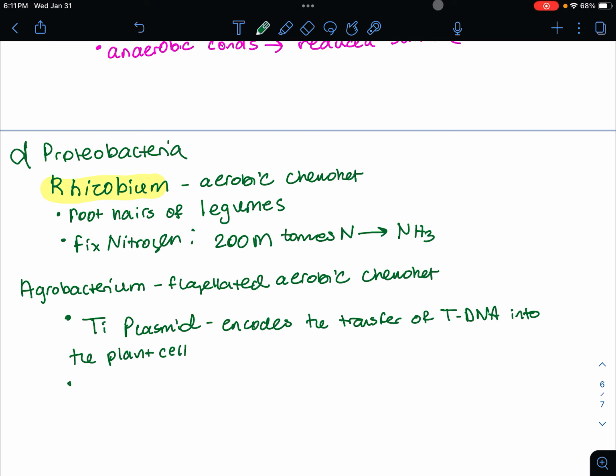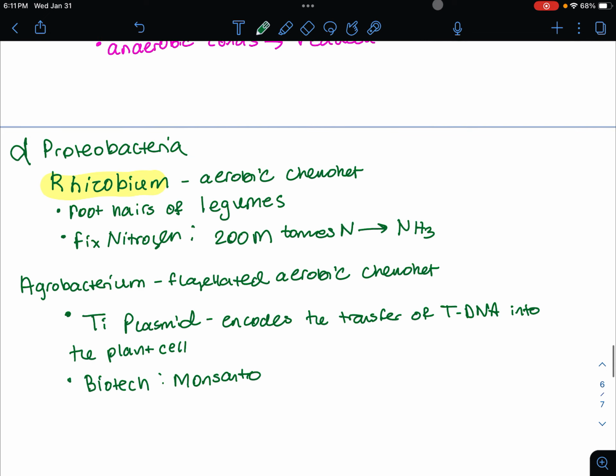Once that happens, again in biotech, we're going to be using this to transfer foreign genes into crop plants. So something like what Monsanto does, they would take this TI plasmid and we're going to stably transfer, safely, I should say. So that's like an example.